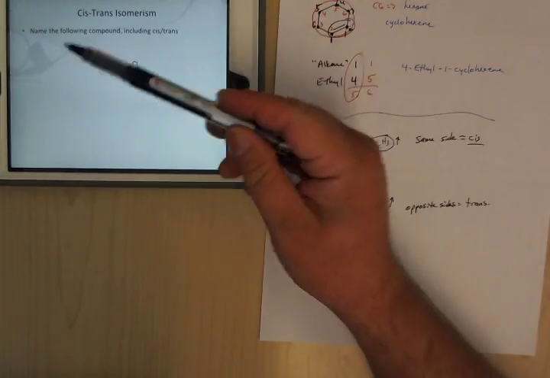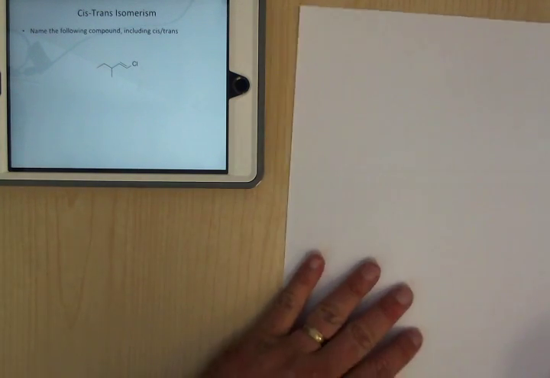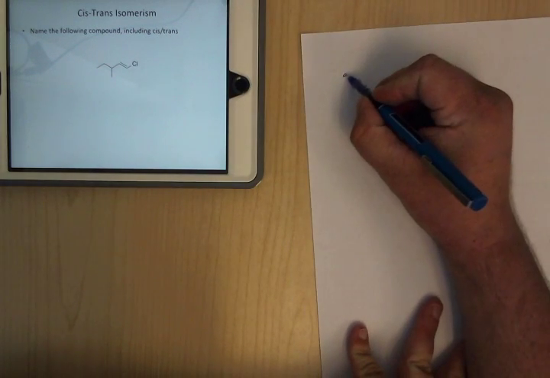Okay, so if we're going to name these things with the cis and trans in there, how do we do that? Well, it's the same thing. We just indicate where the groups are coming off of. So here we go.